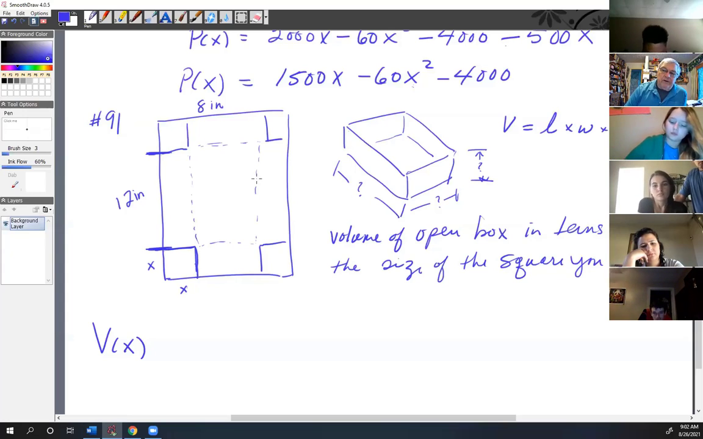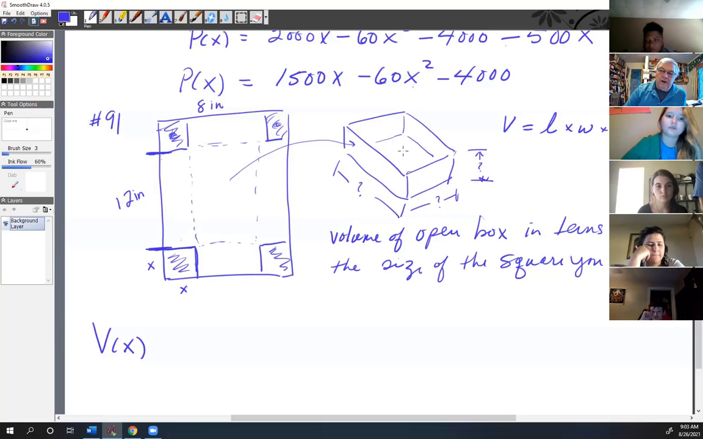I'm assuming that I went from here to here by just folding this piece up. This is gone. This is out. This is out. This is out, and I fold on this dotted line, fold here, fold here, fold here, and I get this. It's 8.